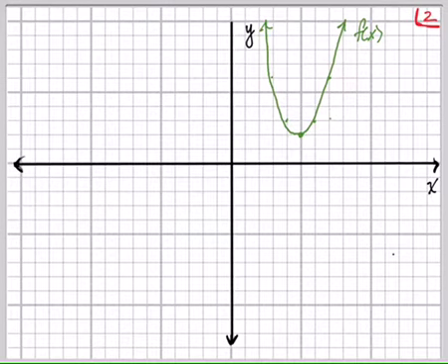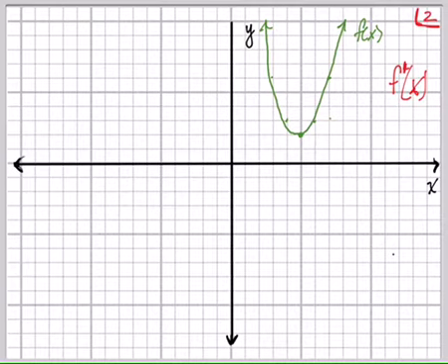All right, here's another problem. Let's find the derivative of f of x. Graph f prime of x, or the derivative. Okay, so here's f of x in green, and the derivative means the rate of change at any given point.